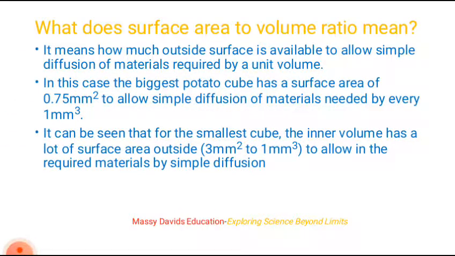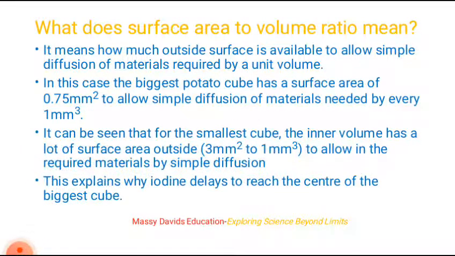It can be seen that for the smallest tube, the inner volume has a lot of surface area outside to allow in the required materials by simple diffusion. That's to say that each 1 cubic millimeter of the smallest tube has an area of over 3 square millimeters to allow materials to diffuse into that volume of 1 cubic millimeter. This explains why iodine delays to reach the center of the biggest tube.